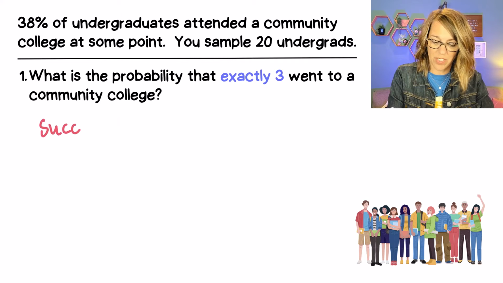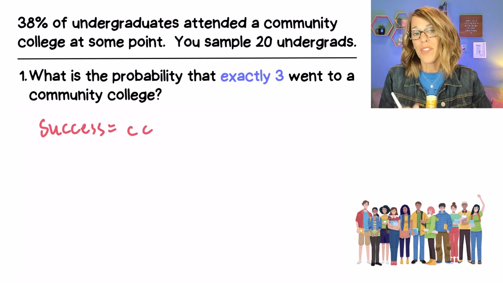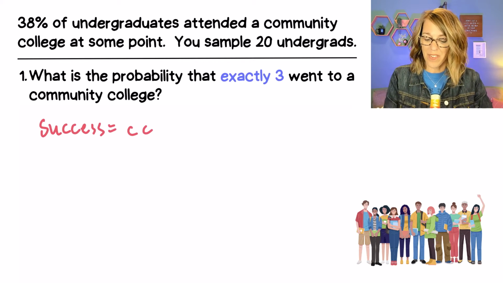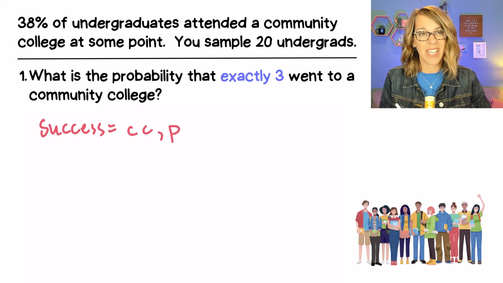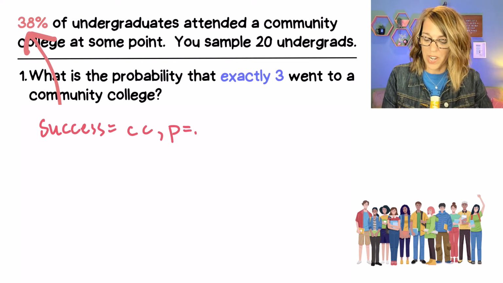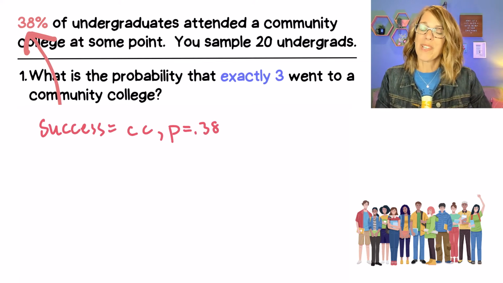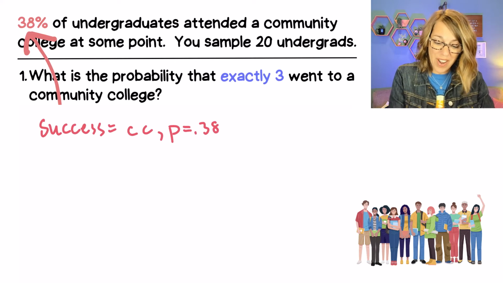So let me write that down. Success is equal to, I'm just going to write CC for community college. We also want to know the probability of a success, and a probability of a success is lowercase p. That's going to be that 38%. I'm going to call that 0.38. Now, since this is binomial, you're either a success or a failure.